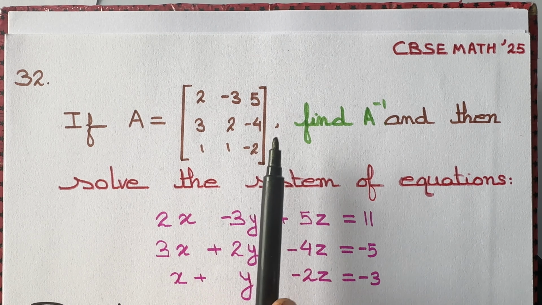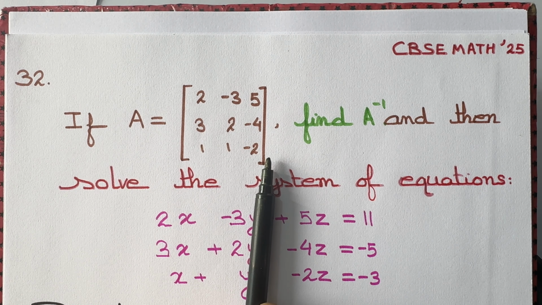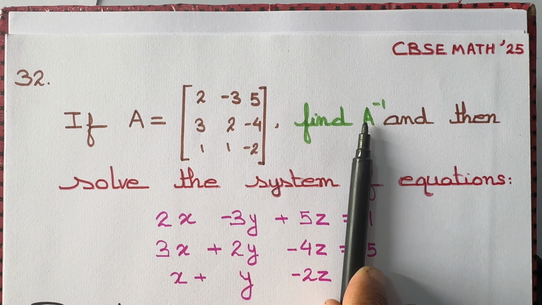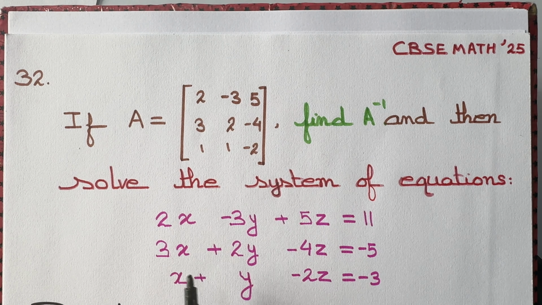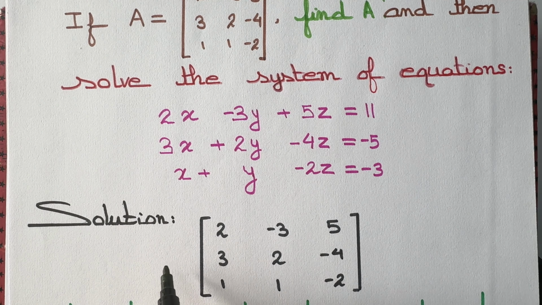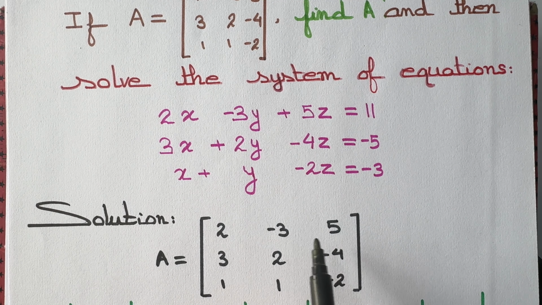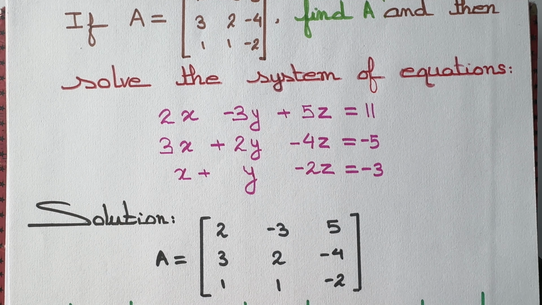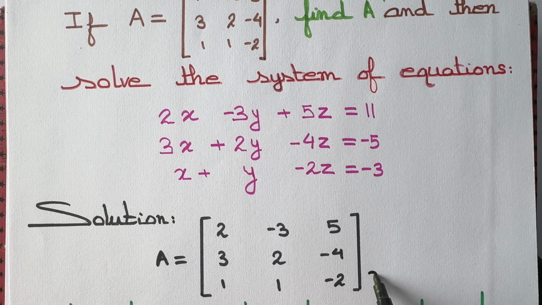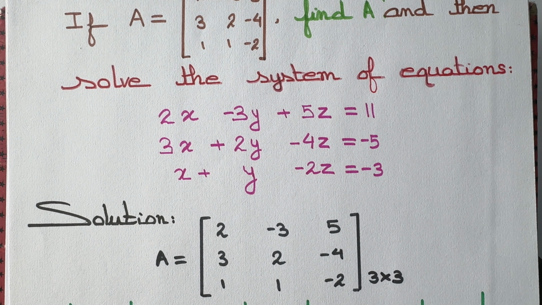We have a square matrix A of size 3 by 3. We want to find the inverse of A and solve the system of equations. Once again, A equals this matrix with first row 2, minus 3, 5, second row 3, 2, minus 4, and third row 1, 1, minus 2. It is a 3 by 3 matrix. We want to find the inverse of A.